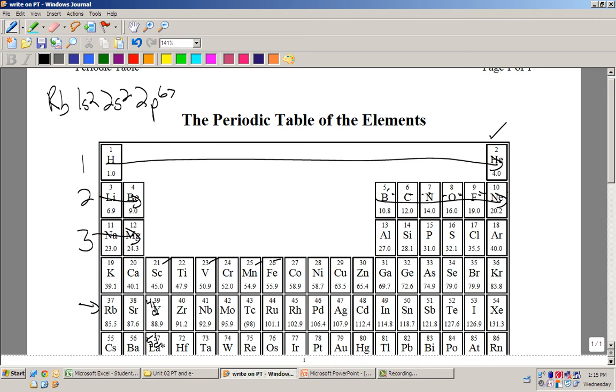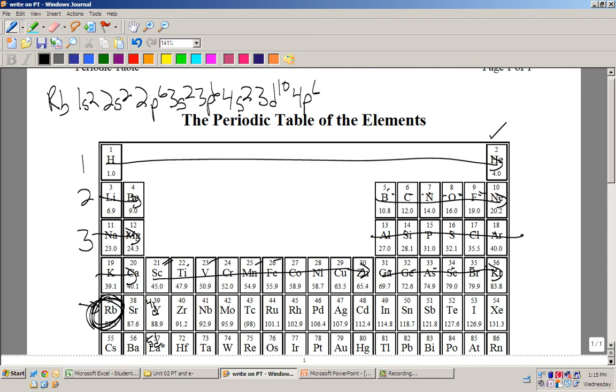Next part. Now I'm on the third row. S block, 2 electrons. I'm going to circle rubidium so I know when to stop. Then I'm on the third row, P block, 6. I'm on the fourth row, S block, 2. Then remember, this D block is weird. 3D, and I've got 10. Now my P block jumps back up to 4. 4P, 6.